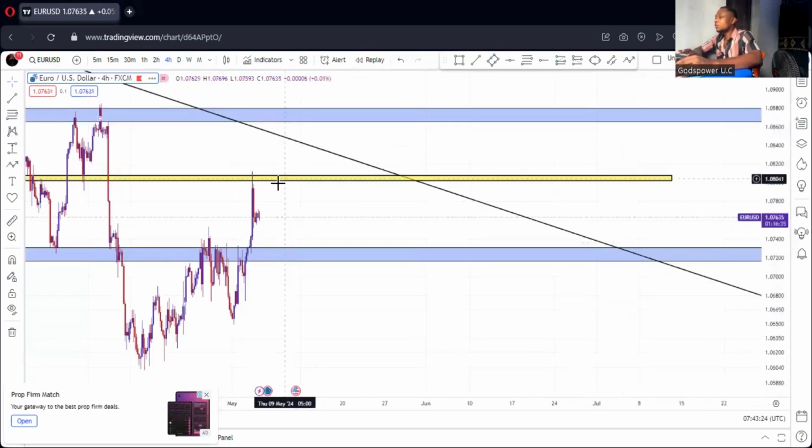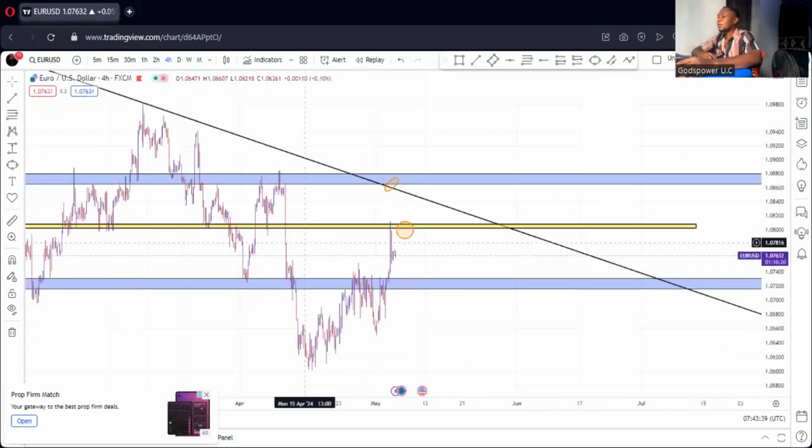So you can short from here. But if this market fails to drop from this zone, in case it fails to short from here, then I'll be looking out for it around this zone right here. So that is just it for EUR USD.